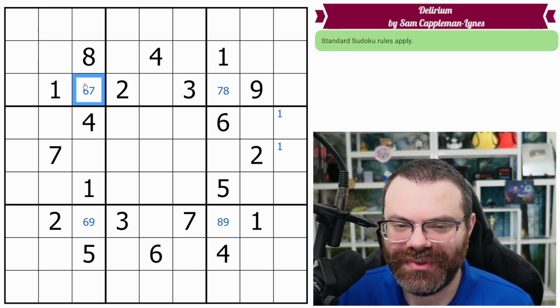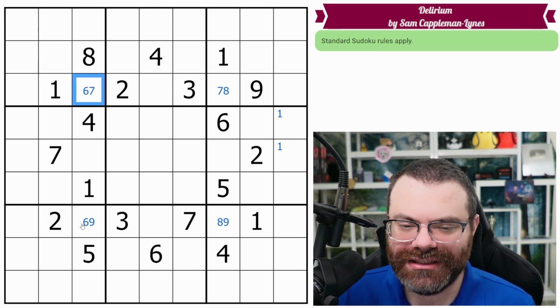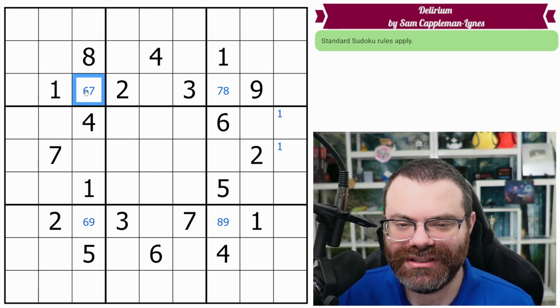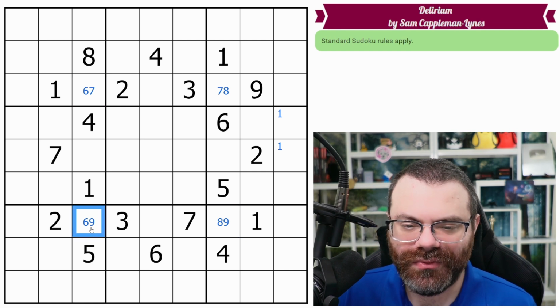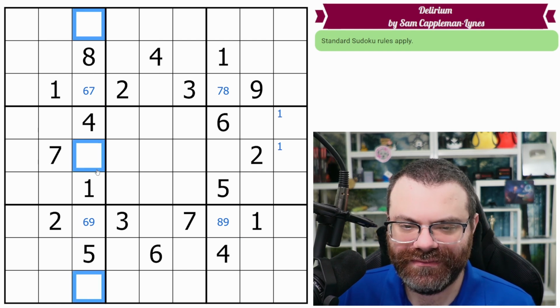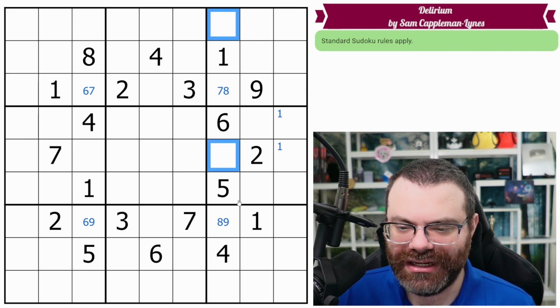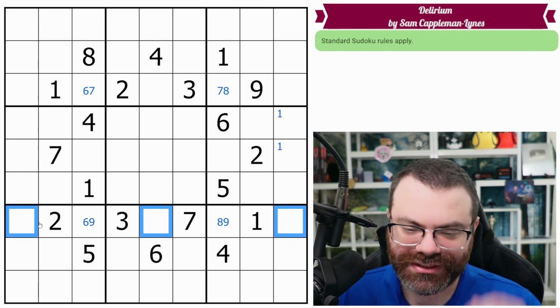It's always going to happen because there's only 2 worlds. In one world, the 6 is here, and in the other world, the 6 is here. Right? Either this is a 6 or it's a 7. And if it's 7, we go 8, 9, 6. So what that's going to do is eliminate 6s from these 3 cells, 7s from these 3 cells, 8s from these 3 cells, and 9s from these 3 cells.